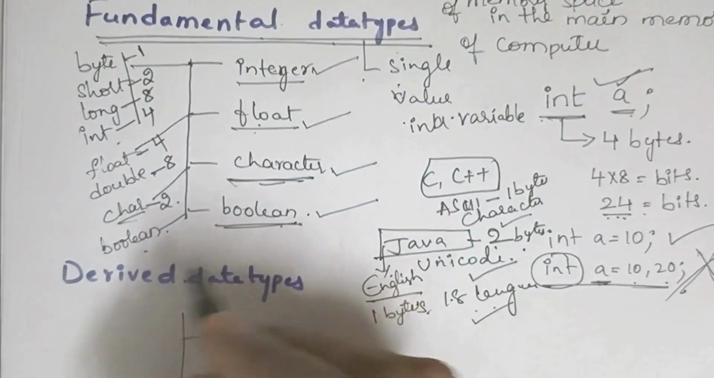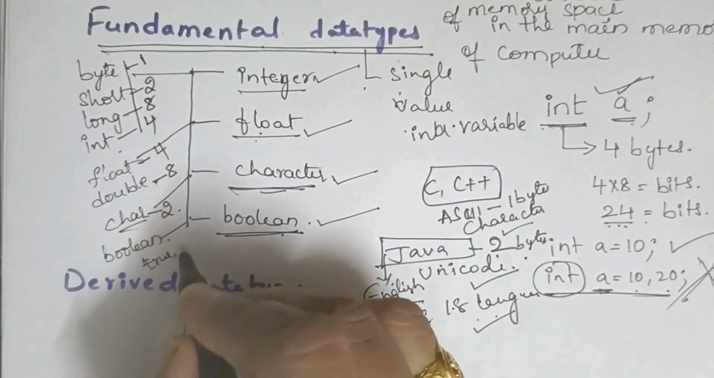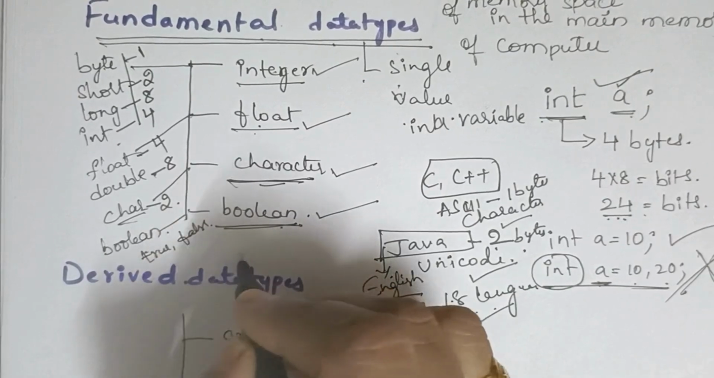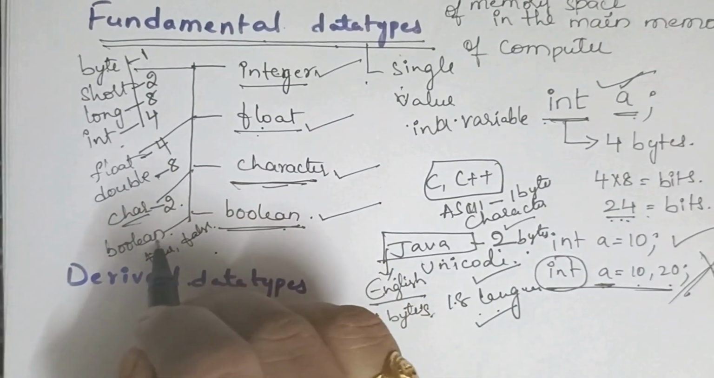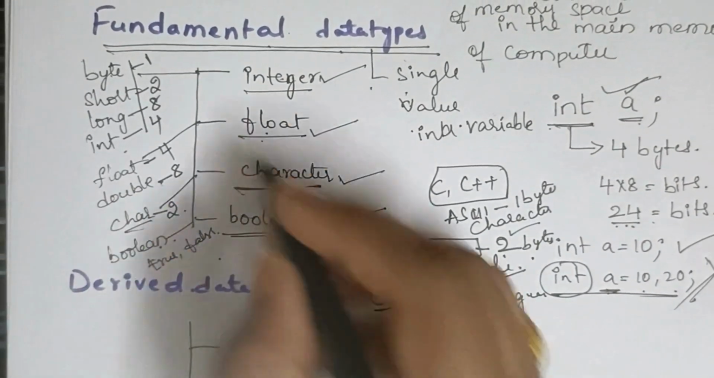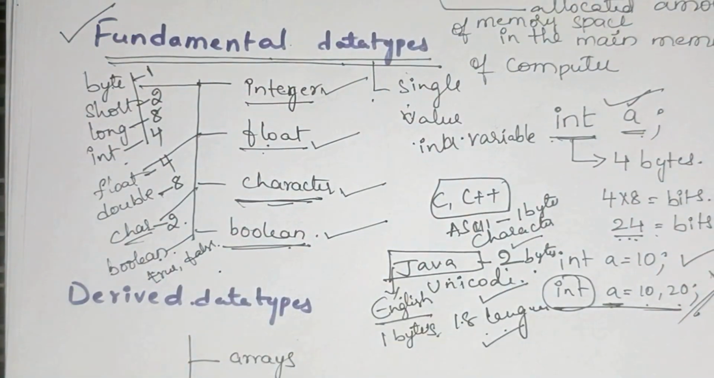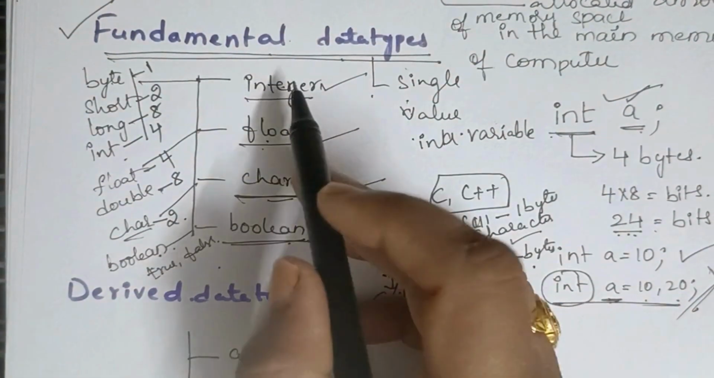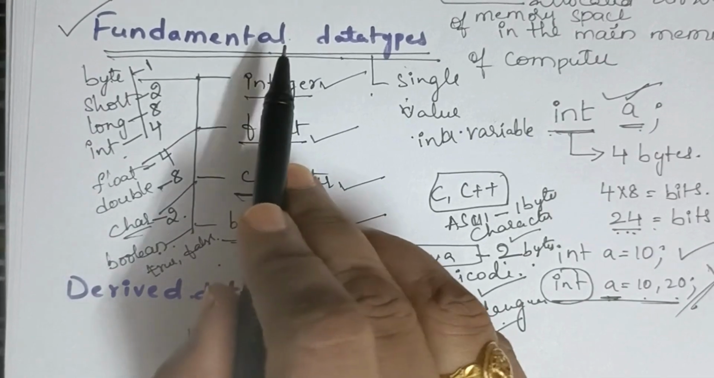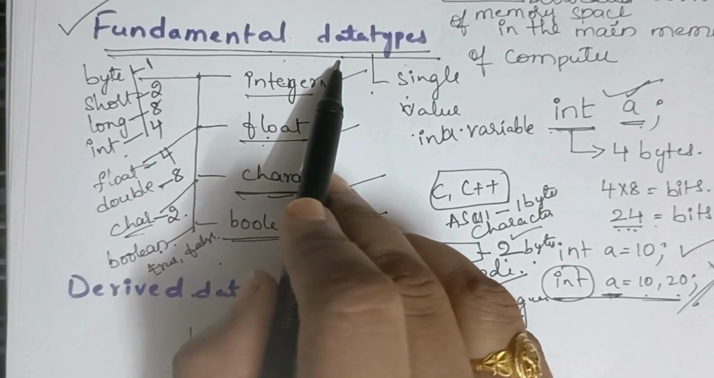Now the boolean values are true and false. When we want to store true and false values, we are going to use the boolean data type. These will all be called the fundamental data types, which are predefined data types supplied by the language developers.